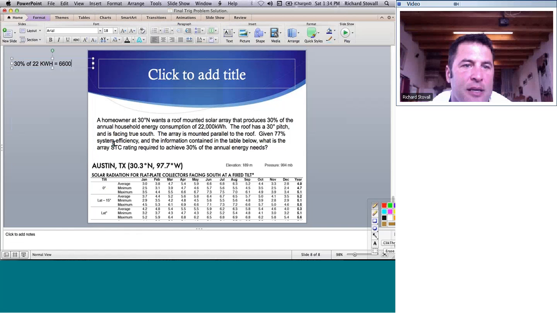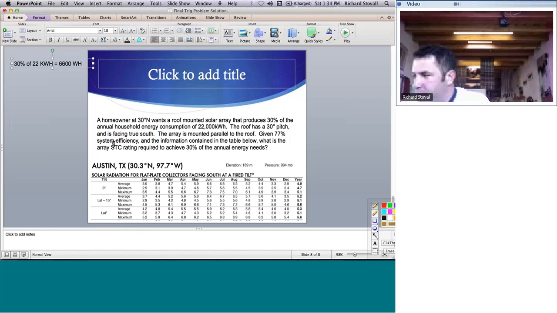66 hundred kilowatt-hours of energy per year. So it's 30-degree pitch. The latitude is 30 degrees. Facing true south, really great. So the tilt is latitude, down right here. We've got the average for minimum, maximum. I guess I'll take the average, which is 5.3 peak sun hours per day.